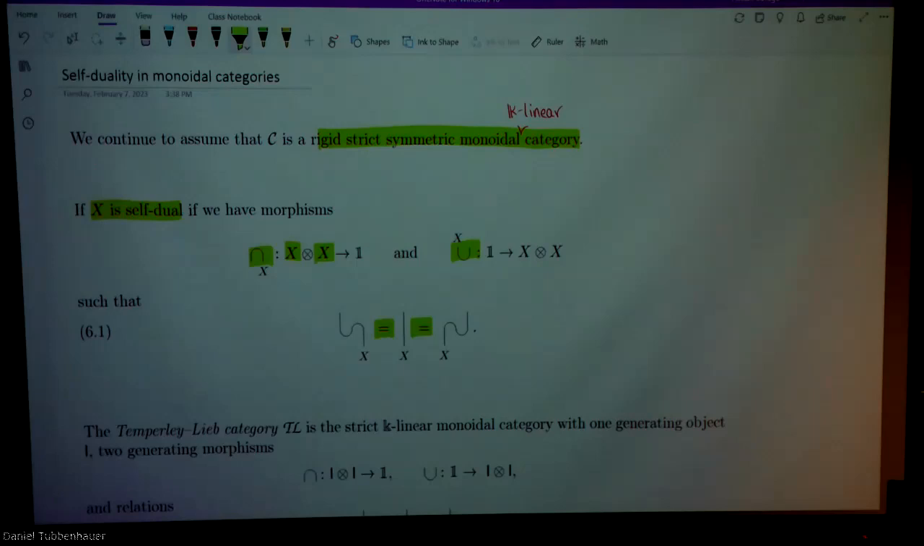Okay, so what can we get from the compatibility between the symmetry and this duality data? I claim that if you take the cap and the cup and you compose them with the crossing, you get plus or minus 1 times the cup and the cap back. And it's the same constant for both of them. So let's see how this works. It uses this assumption. Remember we have these zigzag relations, which I rewrote here.